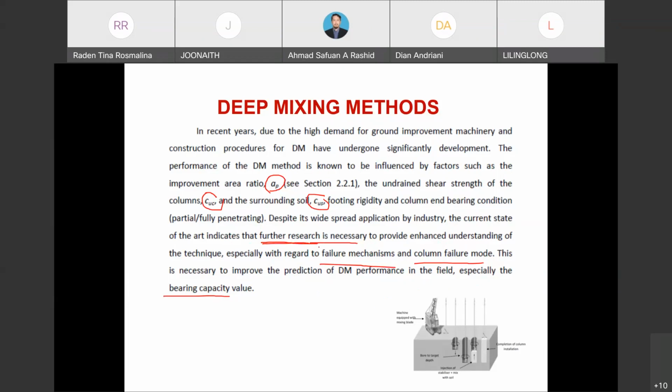So for my case, the emphasis is more on the failure mechanism and column failure mode study, for the fully penetrated and also for the floating type. So you should have this kind of structure in order for you to address the research problem.